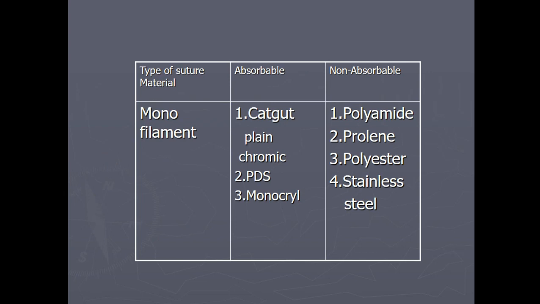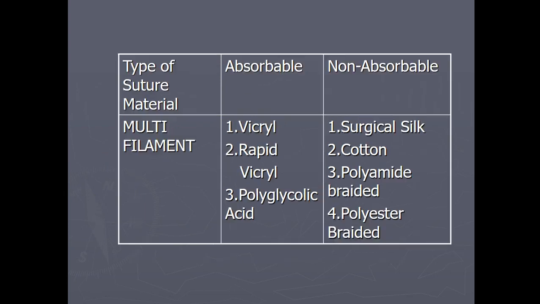So, types of suture material. Examples of monofilament absorbable are catgut, again plain or chromic, polydioxanone and Monocryl. Non-absorbable like polyamide, polypropylene, polyester and stainless steel. Multifilament examples, absorbable, are Vicryl, Rapid Vicryl, polyglycolic acid. Non-absorbable like surgical silk, cotton, polyamide braided, polyester braided.